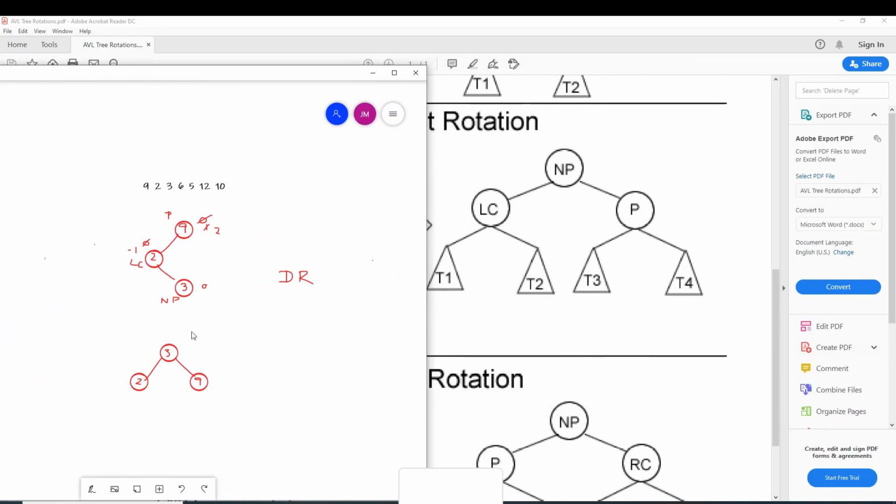And this is my new AVL tree, and if I put my balance factors in, that's a 0, that's a 0, and in fact that's a 0. So I've got a beautiful tree right now. And now I am ready to put in my 6.